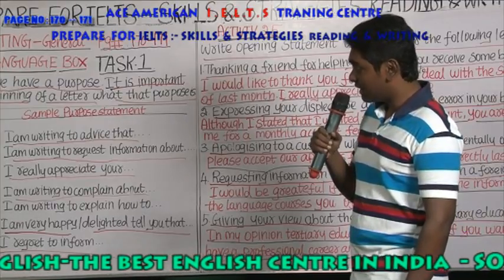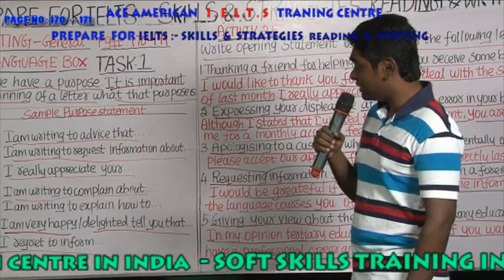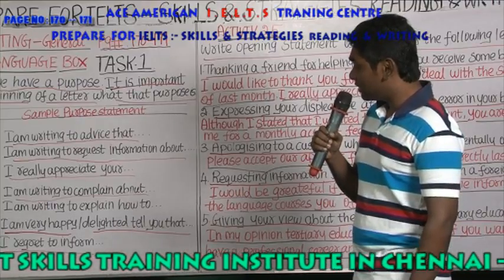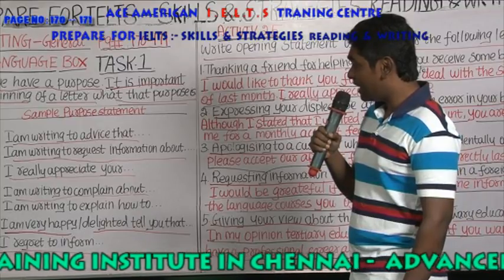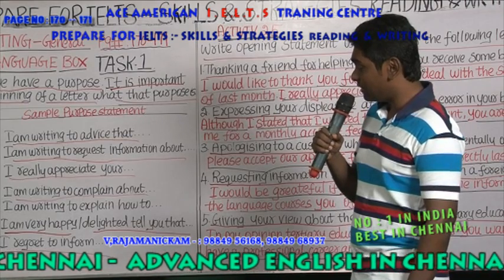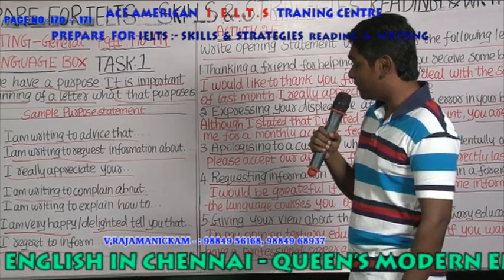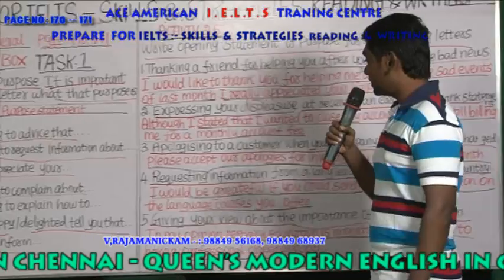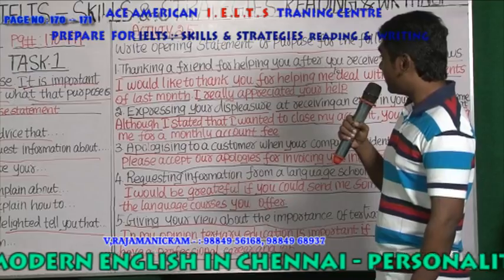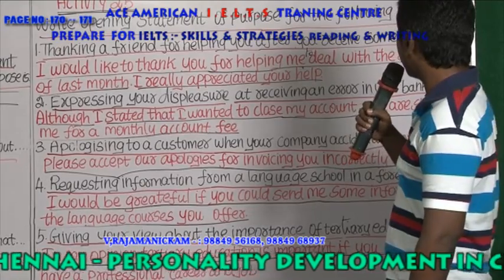The fifth one is giving instructions. The giving instructions letter should start with I am writing to explain how to. The sixth one is giving good news. The good news letter should start with I am very happy or delighted to tell you that. The seventh one is giving bad news. The bad news letters or mail should start with I regret to inform. So here are some topics showing how the letters should be formed. The first thing is thanking a friend for helping you after you receive some bad news.